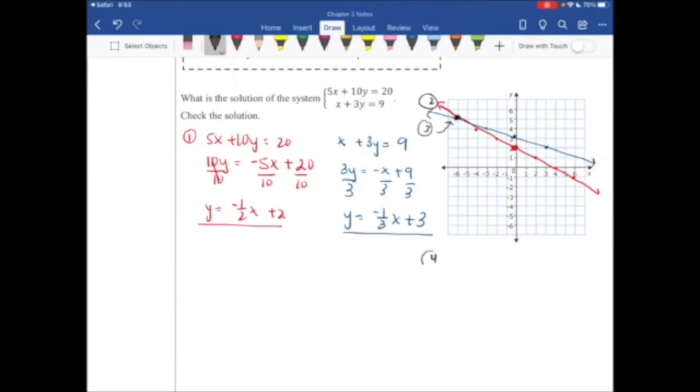Last step, for number 4, is we want to write it as an ordered pair. Remember, the x value comes first, so that'll be negative 6, followed by the y value of 5. And that is the solution to our system.